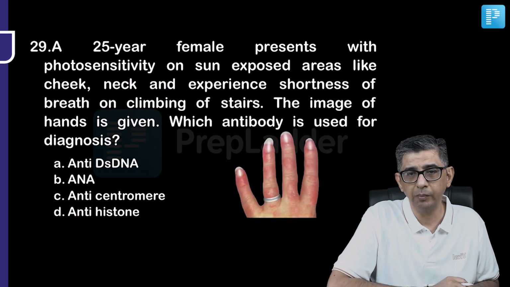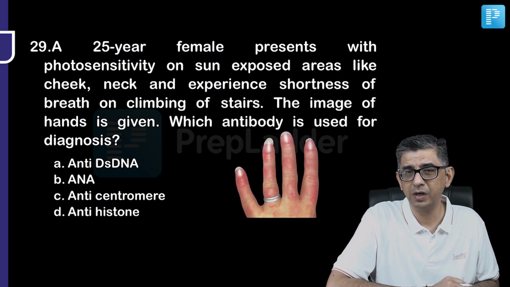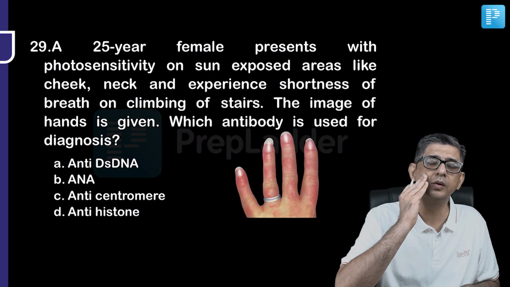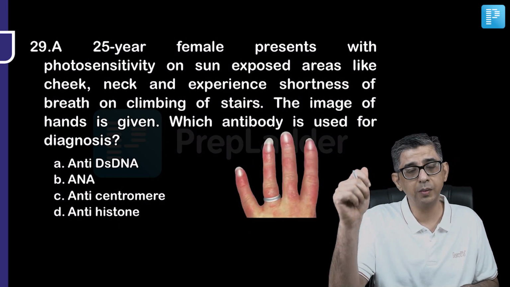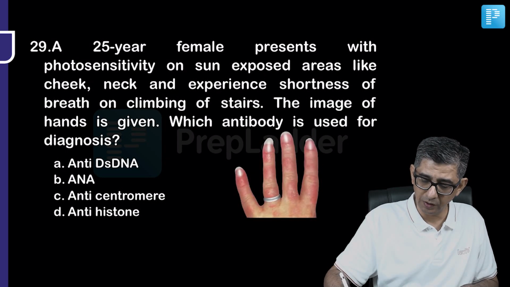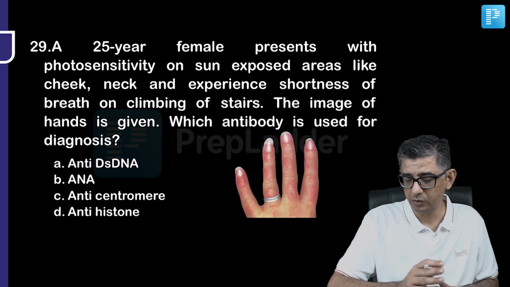The next question was from rheumatology, where he described a woman with photosensitivity on the sun exposed parts of the body. That would be like the cheek of the patient, neck of the patient, and she was also having shortness of breath on climbing stairs. Now, one of the reasons for this shortness of breath can be that there could be lung involvement, because anyway he's talking about a connective tissue disorder, and he had also given an image of the dorsum of the hand.